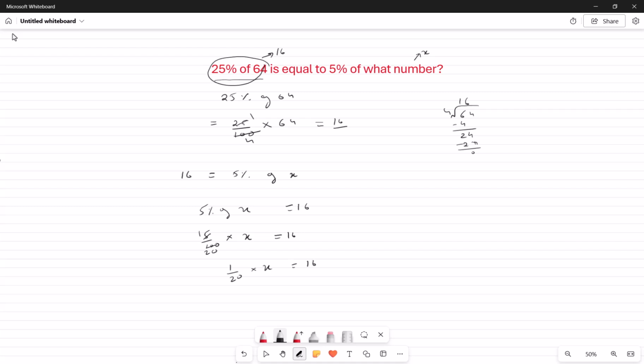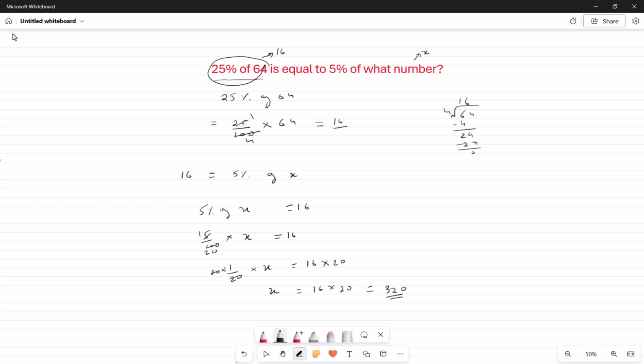And then what we can do is multiply both the left hand side and the right hand side by 20. So we can just say 20 times this. So it'll cancel out, we'll just get 1. And then we also multiply the right side by 20. So x just becomes 16 times 20, and then 16 times 20 is what? 16 times 2 is 32, and then we add a 0 at the end, so 320.